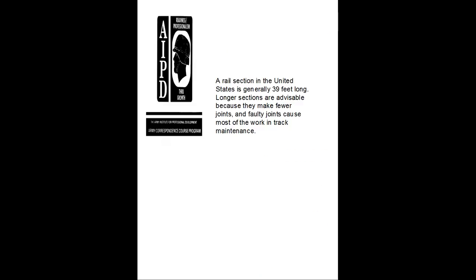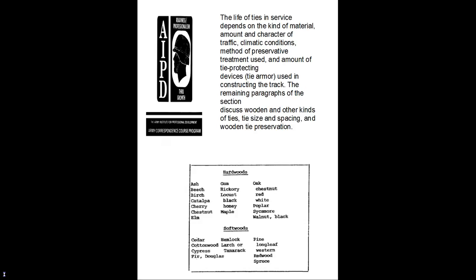A rail section in the United States is generally 39 feet long. A longer section is advisable because there may be fewer joints, and faulty joints cause most of the work in track maintenance. The life of ties in service depends on the kind of material, the amount and character of traffic, the climate, the method of preserving treatment, and the amount of tie protection devices, such as tie armor, used in constructing the track.